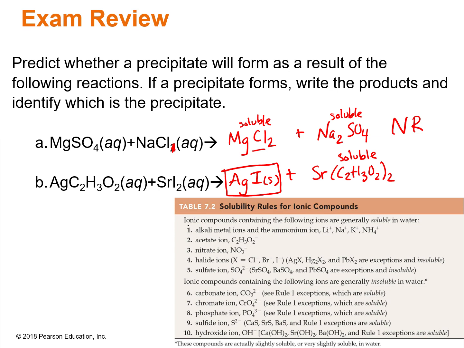So for the first 5 rules, everything here is soluble except for what's in parentheses. So silver, mercury 1, lead 2. So everything that has an alkali metal or ammonium, acetate, nitrate, halides, or sulfates, all of those things are soluble in water, unless otherwise noted. Rule 6 through 10 is saying all of these things are insoluble, but here are some exceptions. Does that make sense?